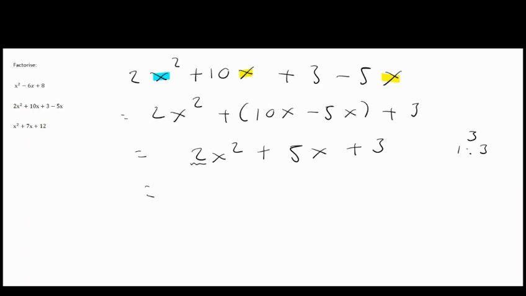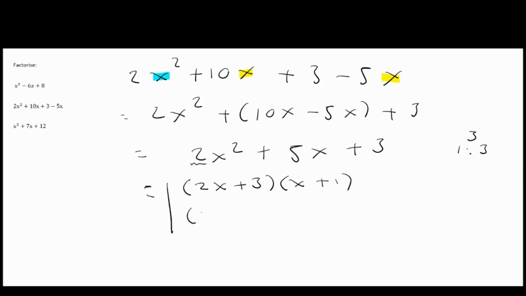We know that it is going to come in handy. How? Let's take a look. We're going to have 2x plus 3, and then we're going to have an x plus 1. This is the first option.